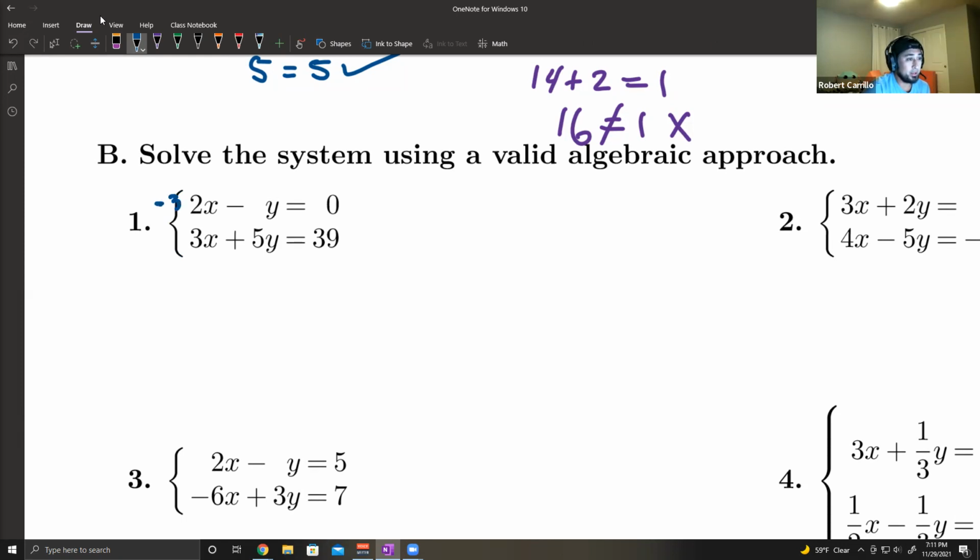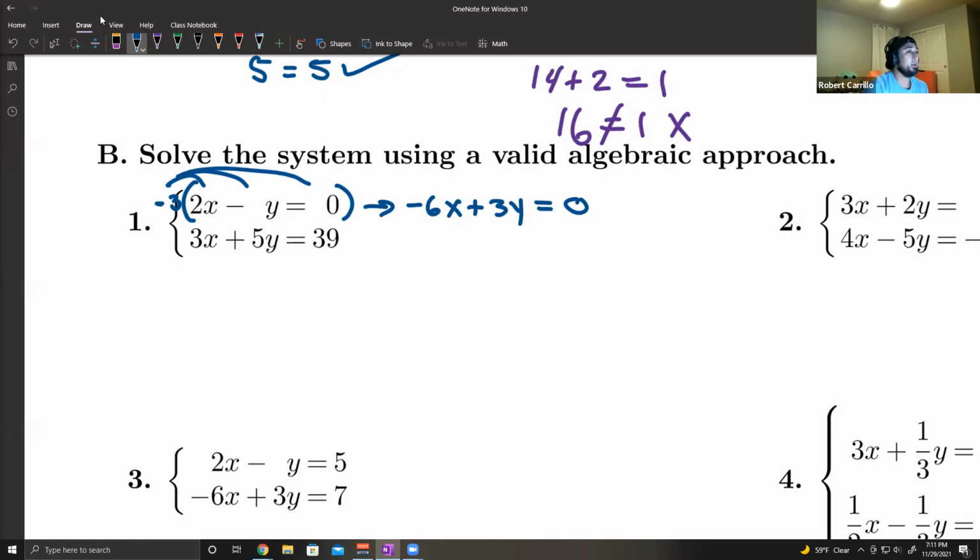So what I'm going to do here is multiply the first equation by -3. I'm going to multiply this whole equation by -3, and this -3 distributes to everything. So this means you'd have -6x plus 3y equal to 0.